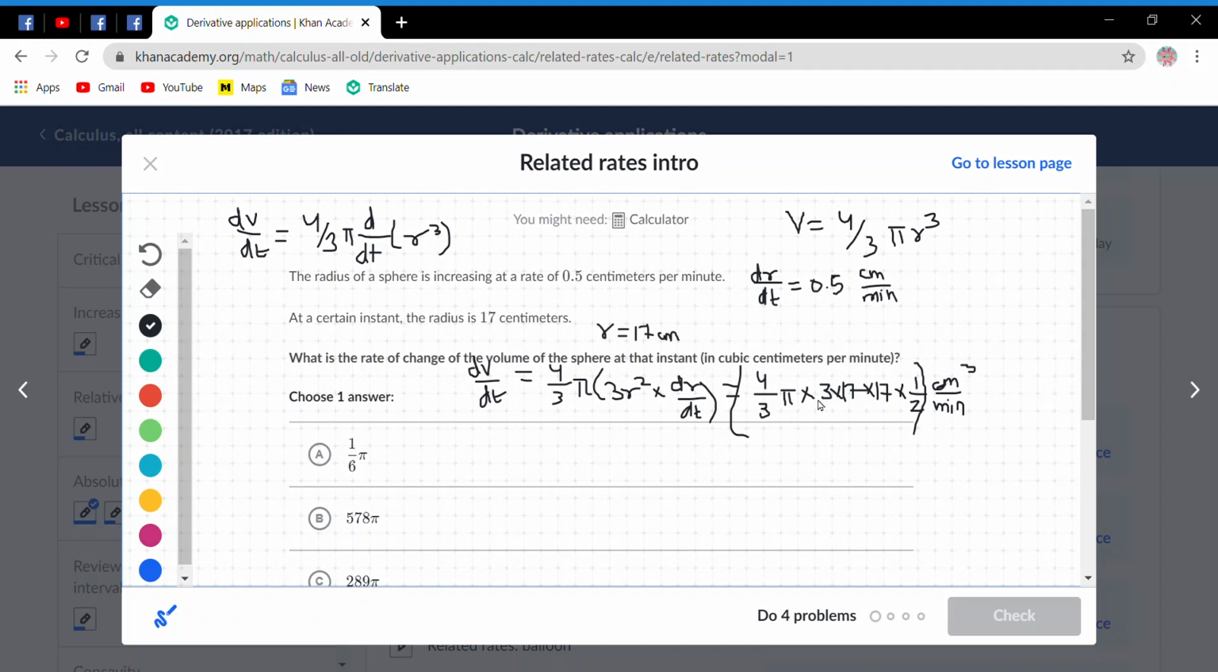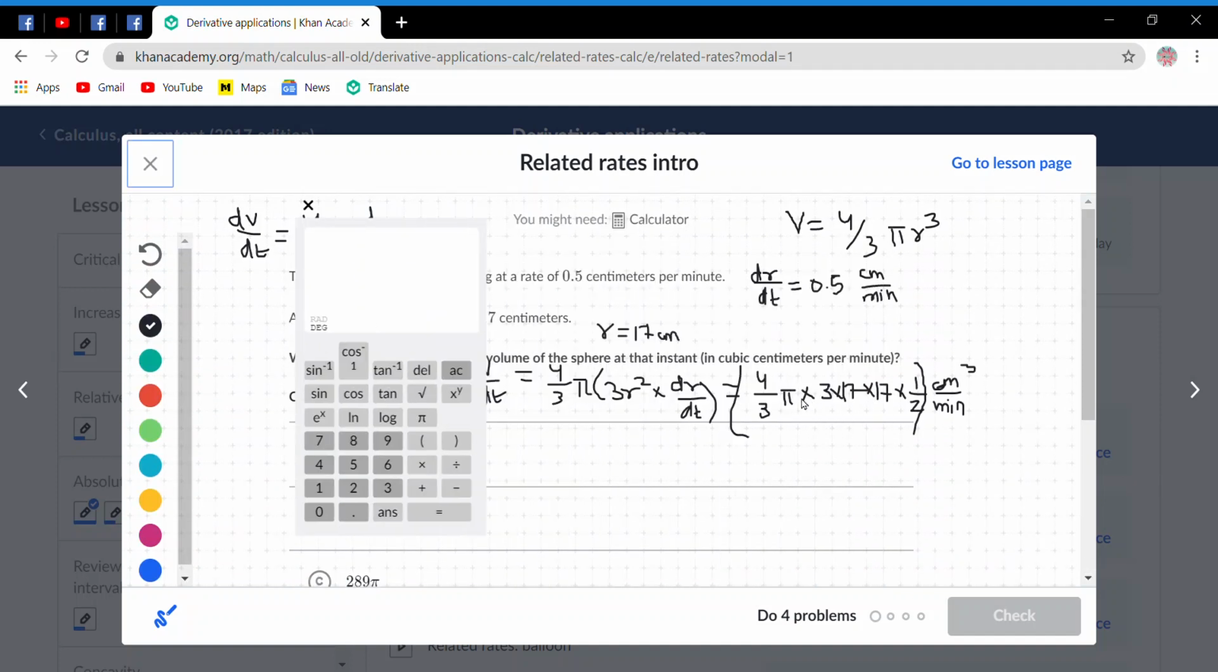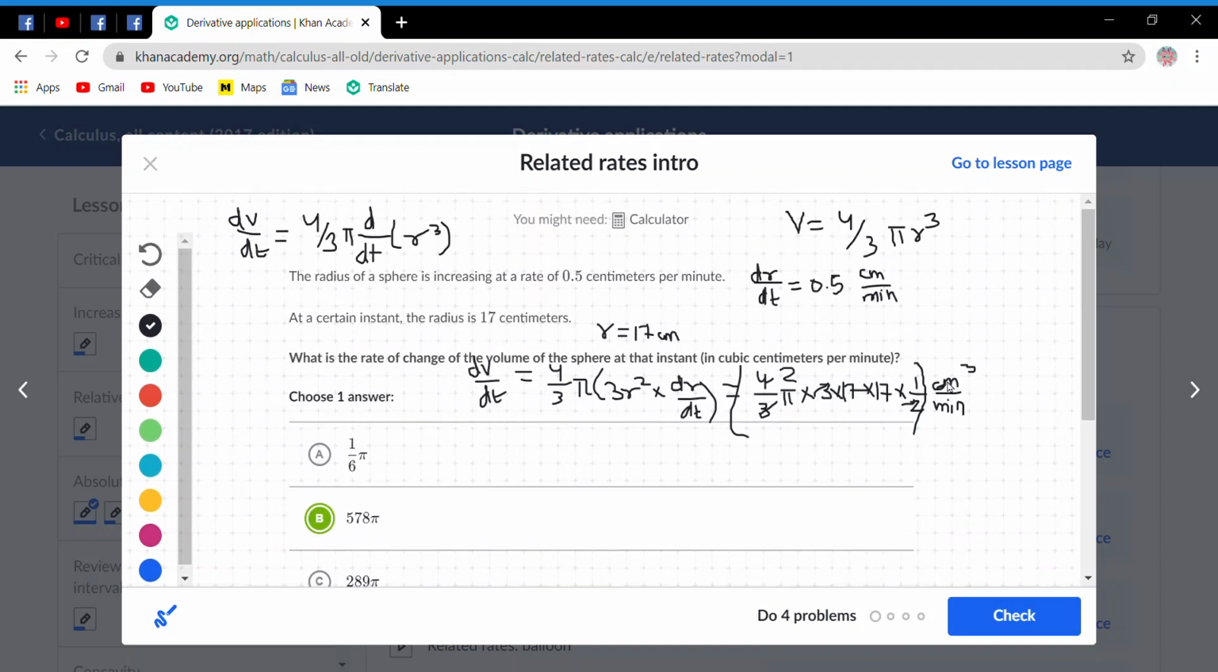Let's solve this now. Let's use a calculator because it's hard to calculate this on our own. So the 3s cancel and we are left with 2 times 17 times 17, which is 2 times 17 times 17 times pi. This is equal to 578 pi cubic centimeters per minute at that instant.